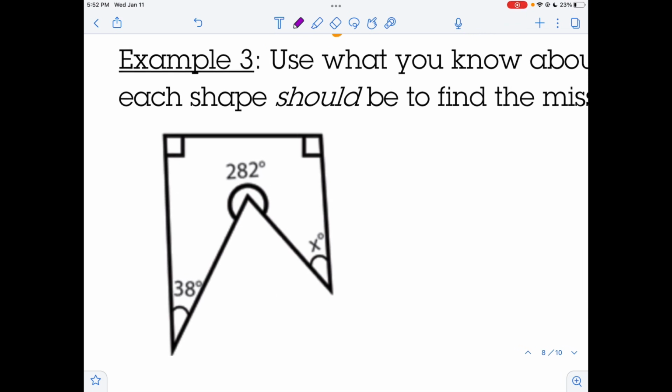Okay, in example 3. We're going to use what we know about the sums of interior angles to find the missing measure. So this is just like we did with the triangles, but instead of always having 180 degrees and subtracting off what we know, we have to find out what the sum is supposed to be first, and then we'll subtract off from that.